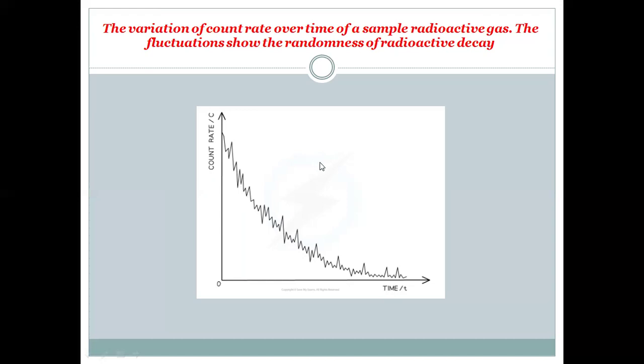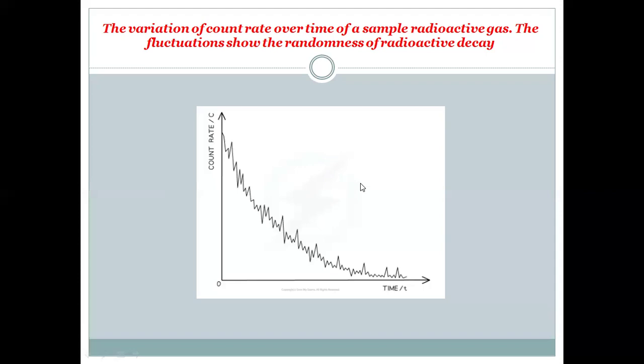the time in which the decay rate decreases to half of its initial value. Half of the initial value means 200. So suppose half-life is 10 minutes. So in 10 minutes, from 400, the atoms will remain only 200.